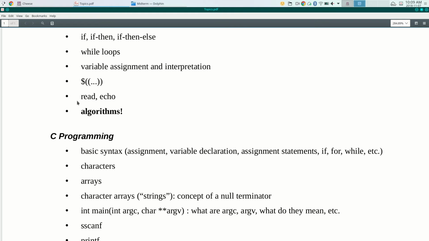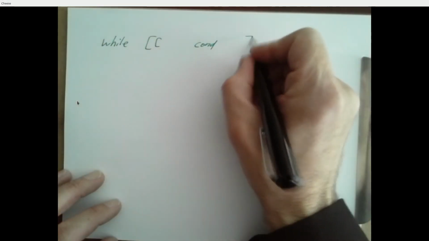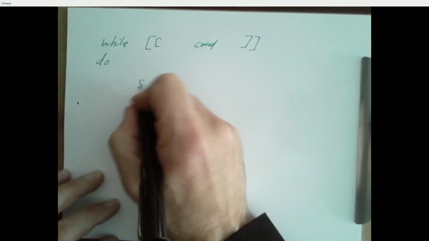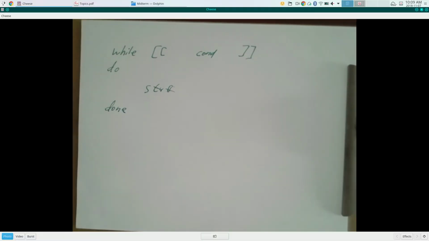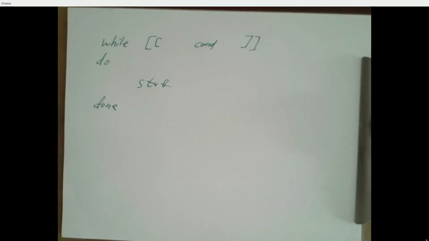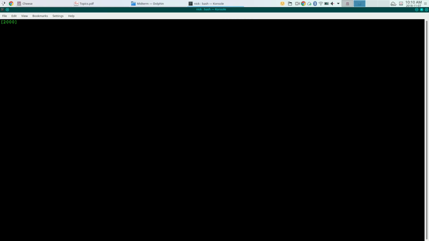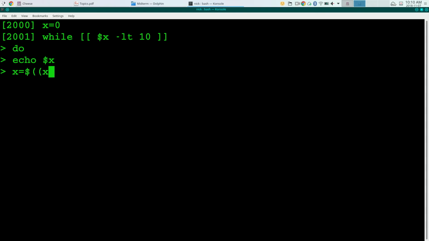So, you want to know how to do while loops, and here's the way I've been suggesting. While space, bracket, bracket, space, condition. Bracket, bracket, do, and then done. So you definitely want to know how to do this, right? And you can exercise this from the command line as well. X equals 0, while bracket, X is less than 10, do echo x, x equals x plus 1, done, right? And it runs my while loop for me.